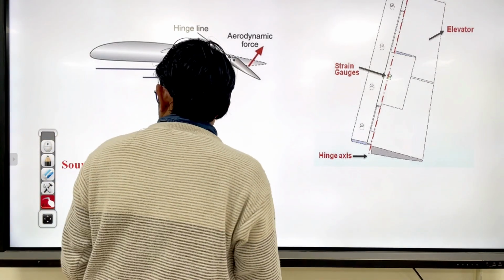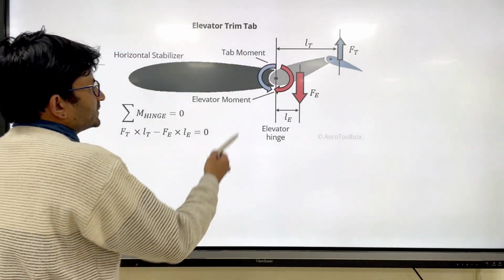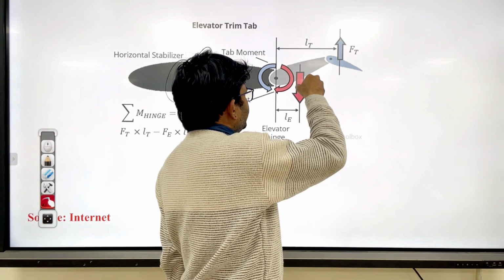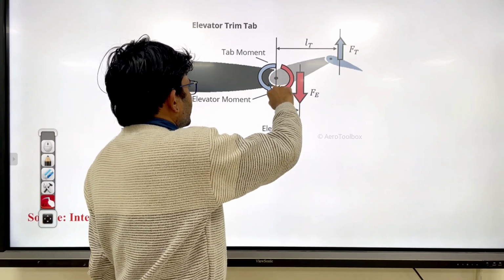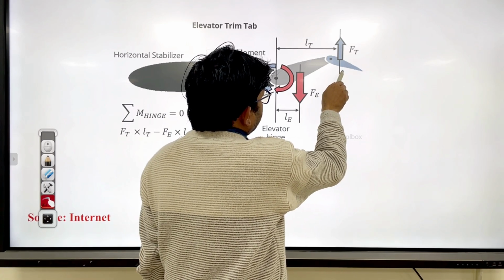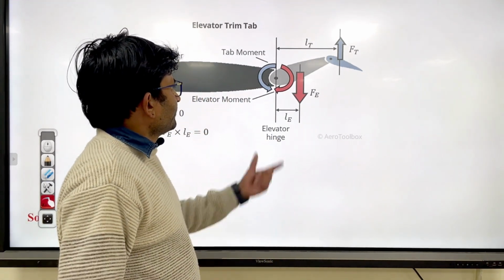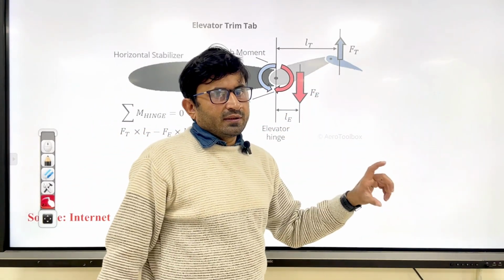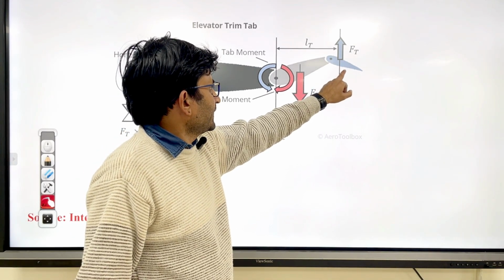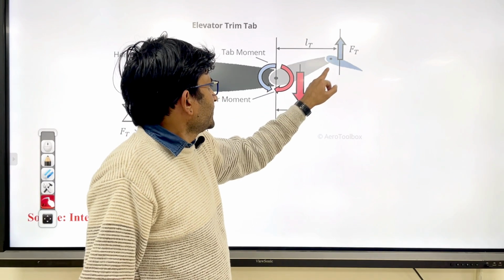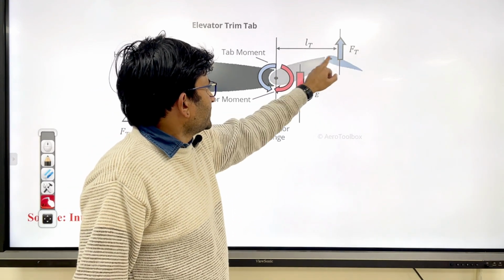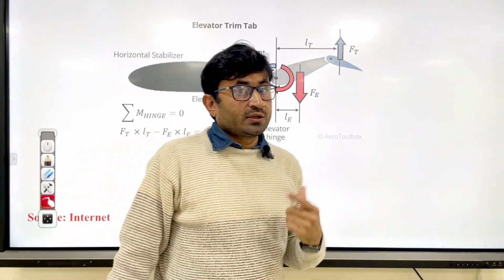One thing you can do is use a tab. When the elevator is going up, there is a negative lift, which produces a clockwise hinge moment. At the same time, you can deflect this tab in a downward direction. That means the deflection of the elevator and the deflection of the tab will be opposite. If the elevator goes up, the lift decreases, but you deflect the tab downward to increase the lift. So the moment that was producing clockwise rotation can be countered with an anti-clockwise one using this tab, and you can cancel out the hinge moment.